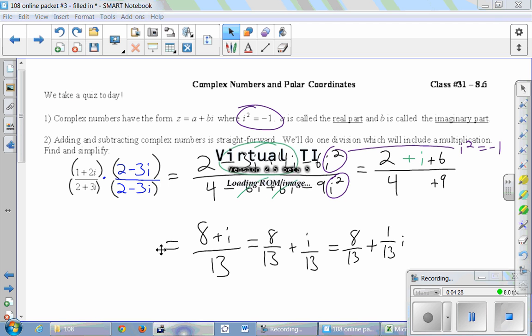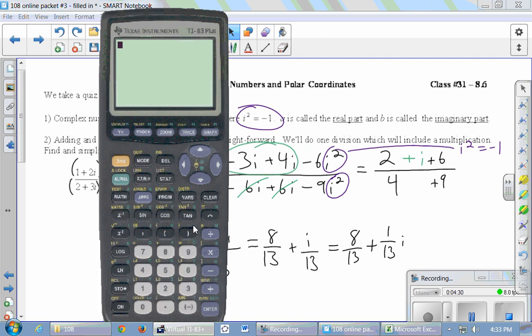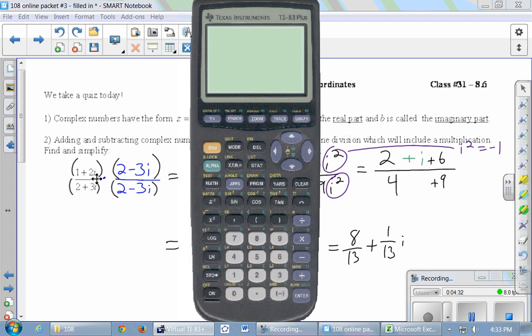I also want to show you that your calculator can do all of this. So if we type in this thing right here, so parentheses 1 plus 2i, so the i is right above the decimal point here, so second decimal point, divided by parentheses 2 plus 3i.